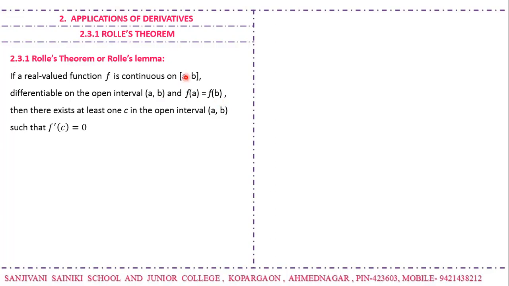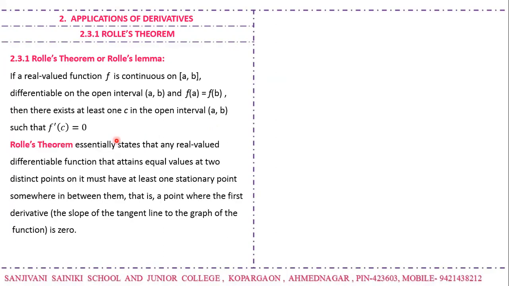If these three conditions are satisfied, then we say that Rolle's theorem is satisfied for the given function, and there exists a point c in this open interval (a, b) such that the derivative of the function at that point c is equal to 0. What does it mean by that?